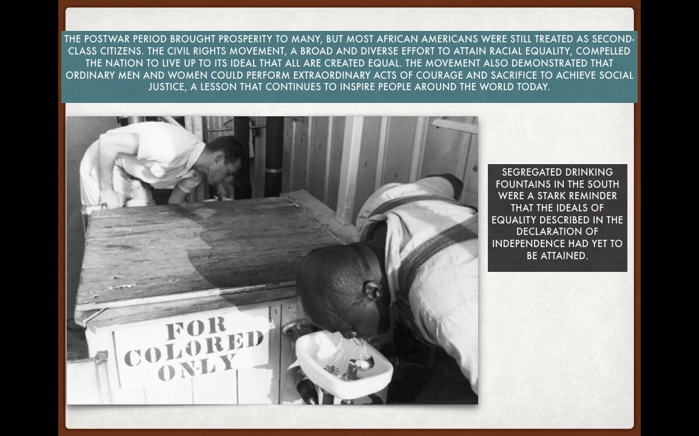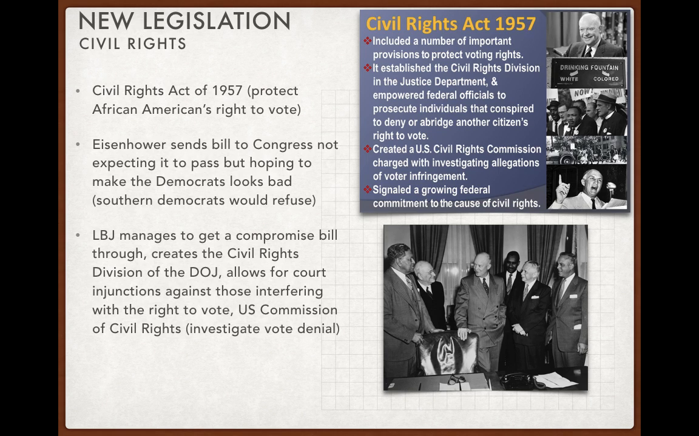This is an image of segregated drinking fountains in the South. They are a stark reminder that the ideals of equality described in the Declaration of Independence had yet to be attained. So we know that there is segregation in the United States. It's written into law in a Supreme Court case called Plessy v. Ferguson, which says that separate but equal is allowed.